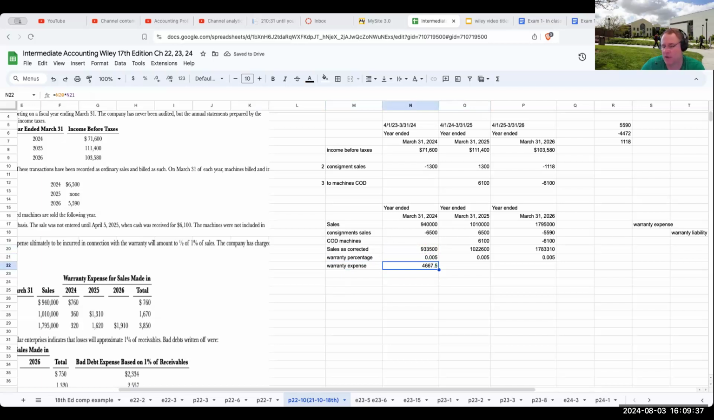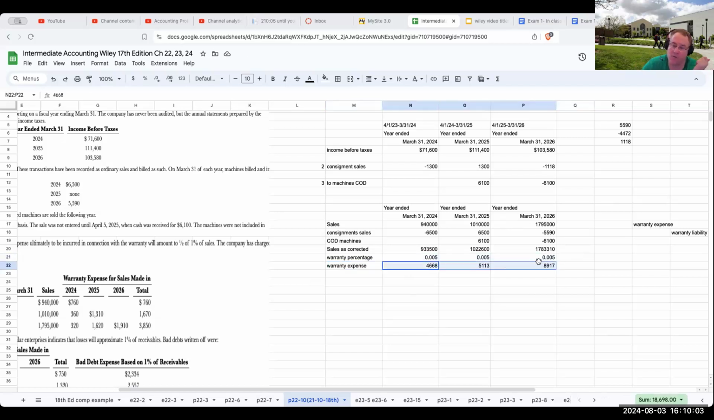So my warranty expense should have been 4,667, or over here, we're just going to round it to 4,668. This is going to be 5,113. And over here, we should have recognized a total of 8,916.55. We're just going to call this 8,917. So that's basically our warranty expense.